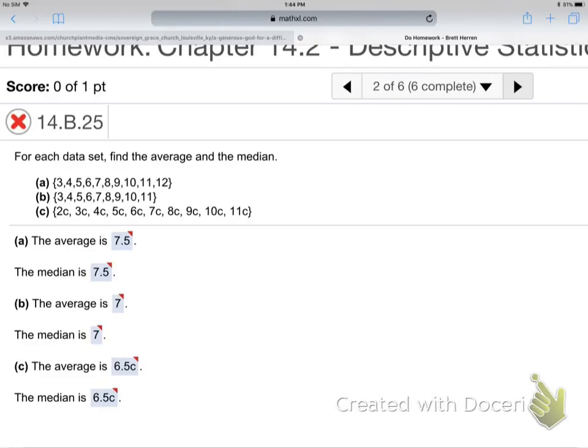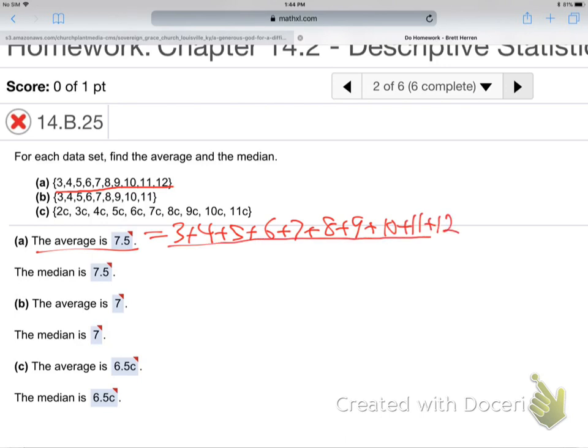All right. So let's try part A. These are like three different problems in one. Part A has the numbers 3 through 12, as you can see. That's my data set. So first off, can you figure out the average? That would be taking your calculator, adding these all up. Add them all up, hit equals on your calculator, and then divide by however many numbers there are.